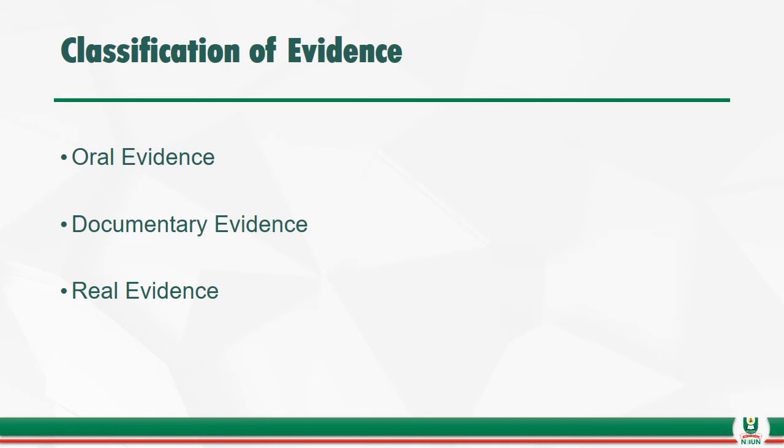If somebody brings a book to court and wants to use it to prove a particular fact, such as the content of the book, it is the content of that book that makes that book documentary evidence, not otherwise. What then is real evidence? Real evidence is any material object offered in court for its inspection.